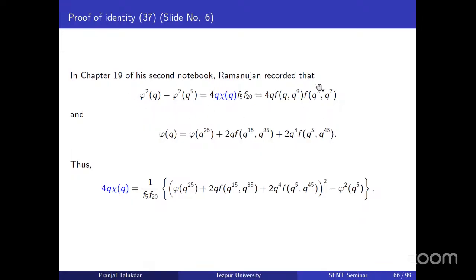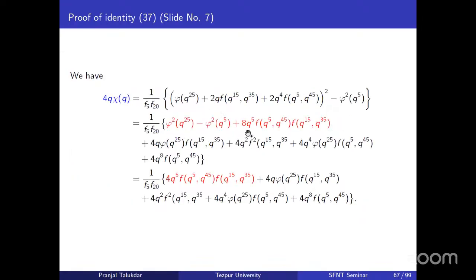With the help of this, these three terms reduce to this single term. Now all the terms here are power series of q to the power 5, and now we have this 5-dissection of 4q iq.